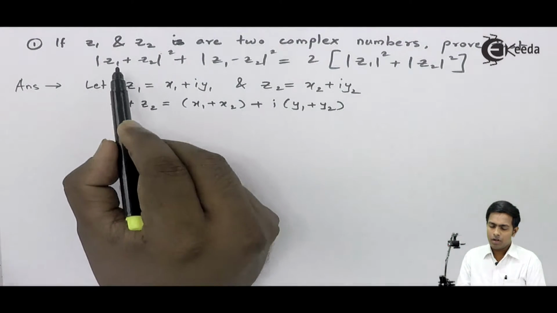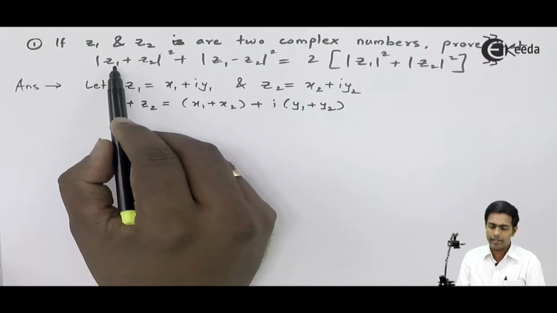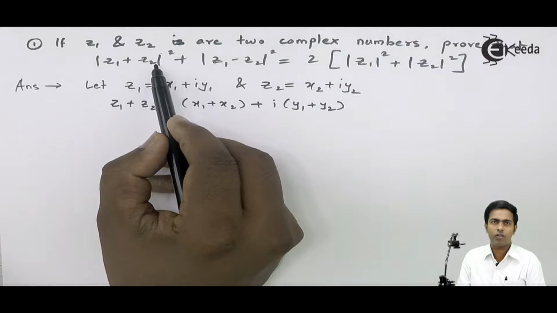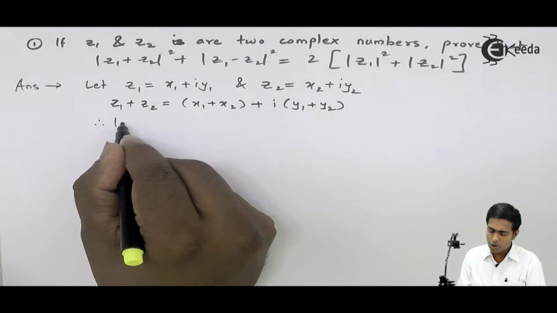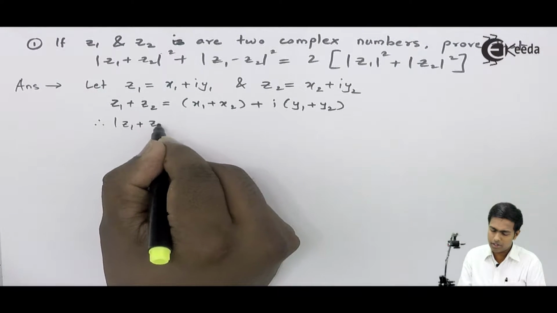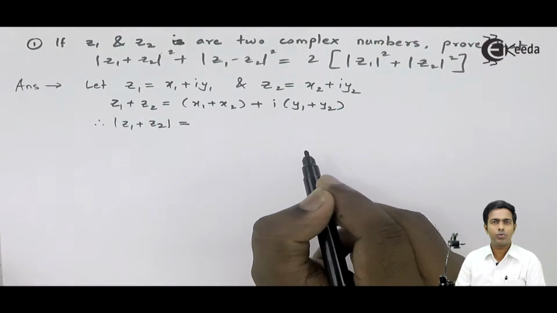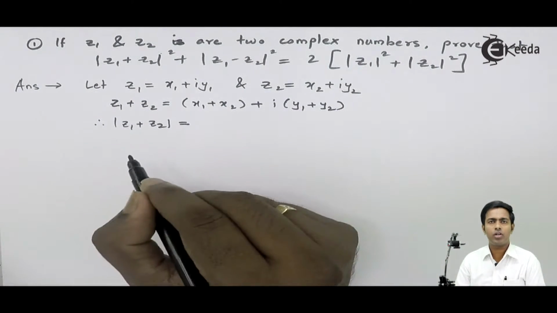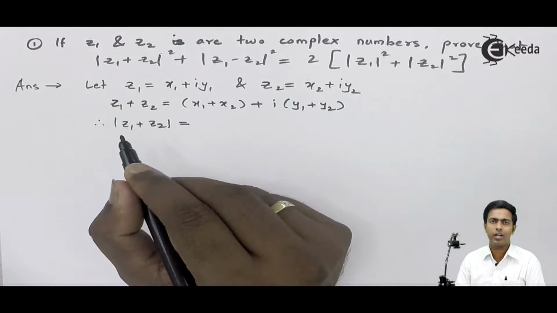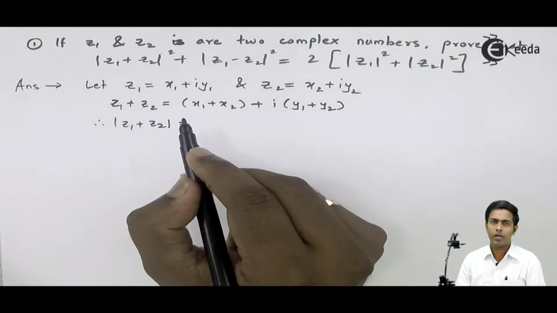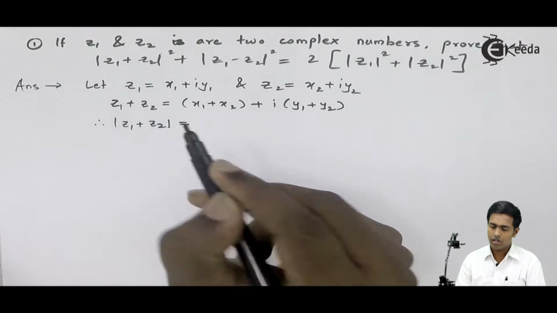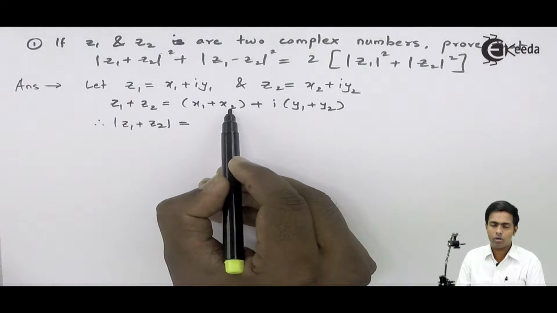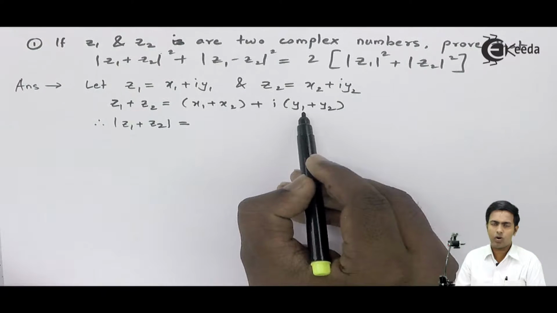Now next step, after adding Z1 and Z2, we will take mod. It means we will find modulus of Z1 plus Z2. So therefore, modulus of Z1 plus Z2 is equal to, now formula for modulus is square root of real part square plus imaginary part square. It means square root of x square plus y square. Here real part is x1 plus x2 and imaginary part is y1 plus y2.